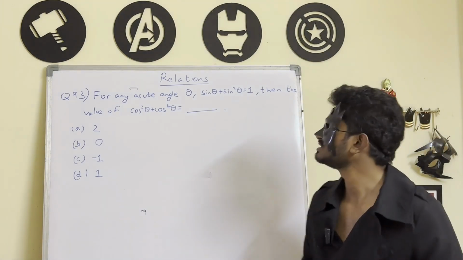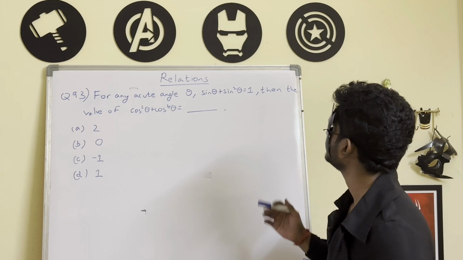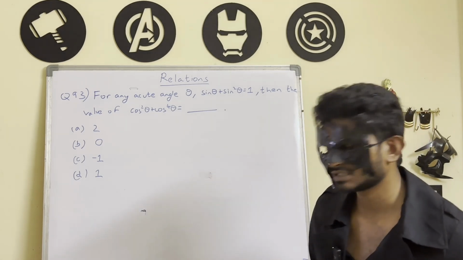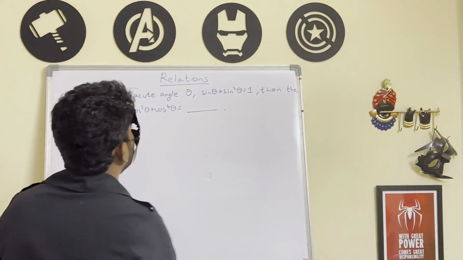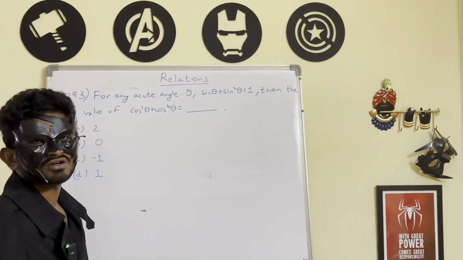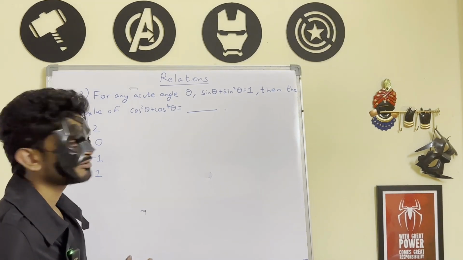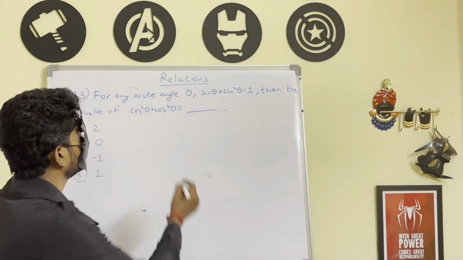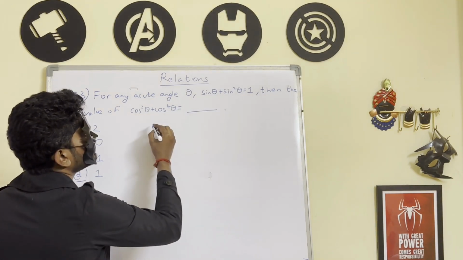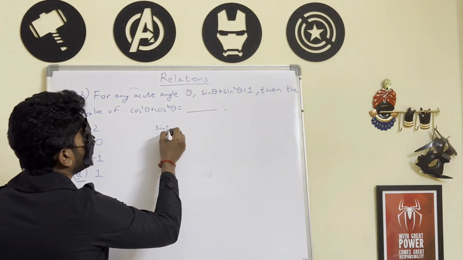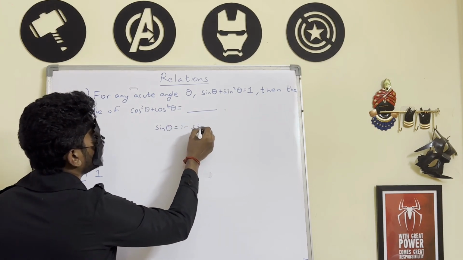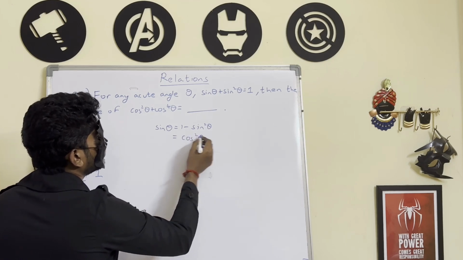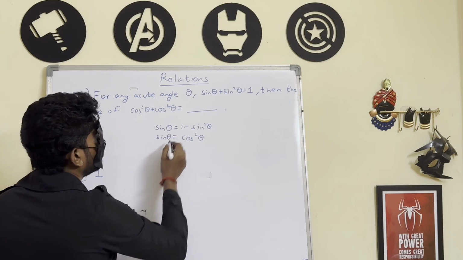So superhumans, next question is: for any acute angle theta, if sin theta plus sin square theta is equal to 1, then the value of cos square theta plus cos power 4 theta is equal to. So here I already taught you a relation, so based on that you should be able to directly mark the answer, that is option D, 1. But suppose in case you forget in an exam, then since it is given that sin theta plus sin square theta is equal to 1, I'll write sin theta is nothing but equal to 1 minus sin square theta. So 1 minus sin square theta is nothing but equal to cos square theta. So sin theta is equal to cos square theta.